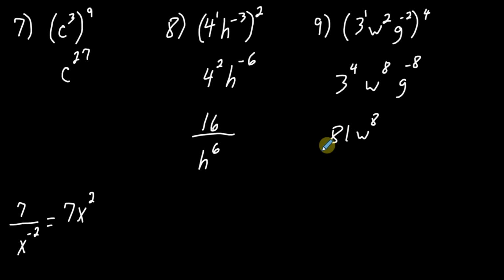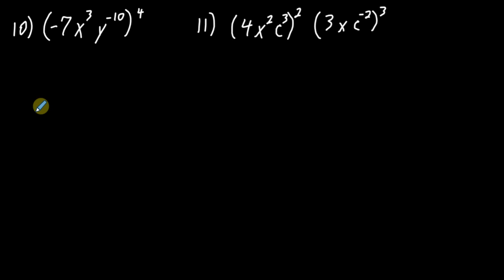This has a negative exponent. Again, need to move it into the denominator to make it positive. Okay. Negative 7, the exponent is 1. So I'm going to have negative 7 to the 1 times 4.